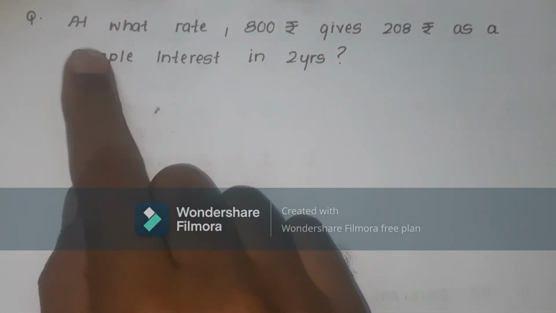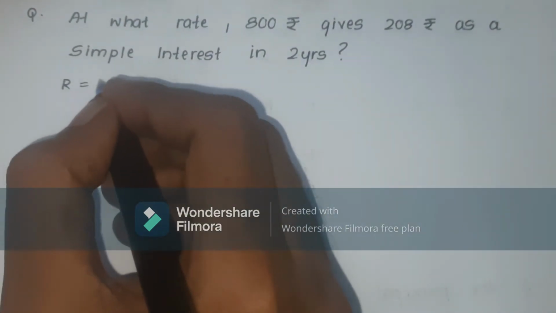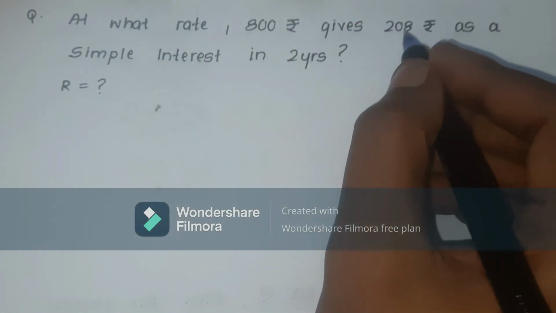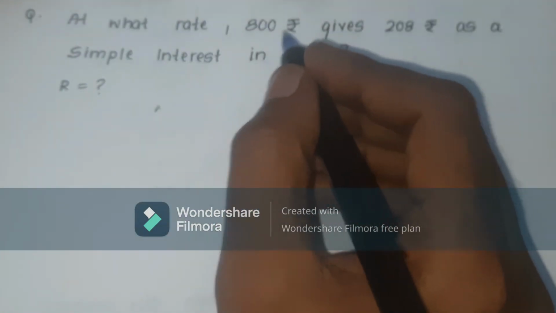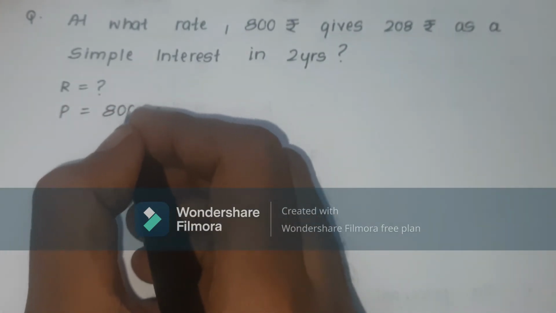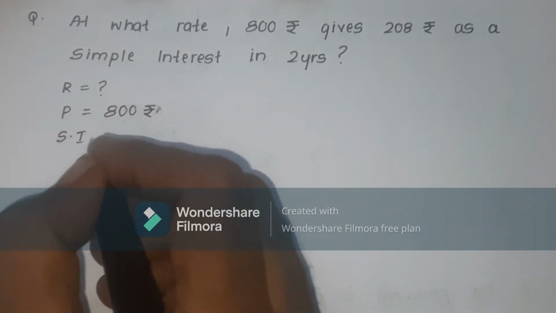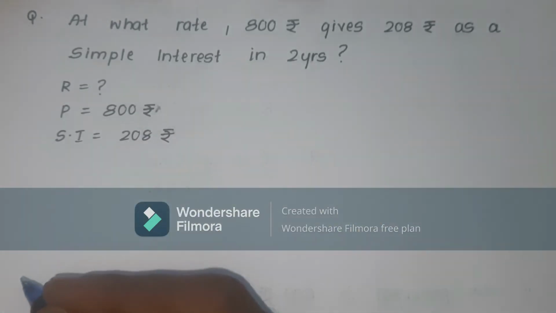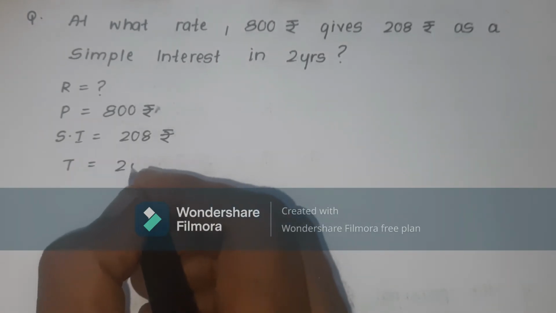Student, if you read the question, at what rate? That means they have told us to find out the rate. Rate is unknown. That is given in the question. 800 rupees gives you 208 rupees as a simple interest. Obviously, the principal will give you that amount. So you will say the principal is 800 rupees. Okay. Then the simple interest or the interest is equal to how much? 208 rupees. Then the time has been given as 2 years.